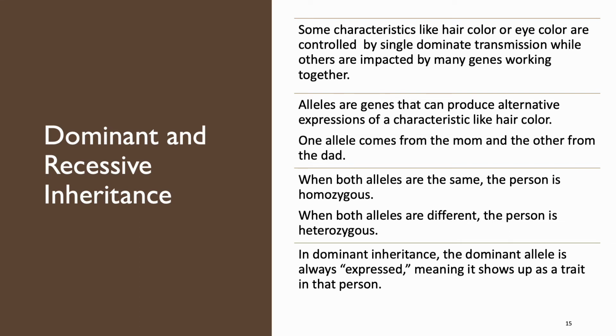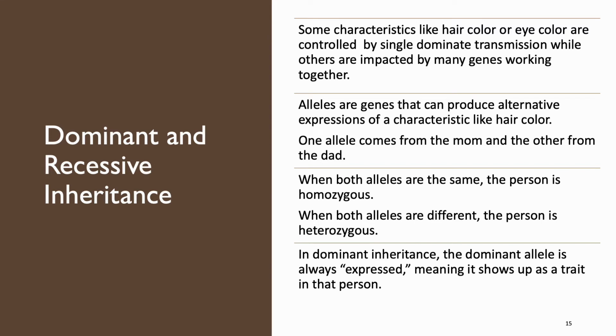We also have dominant and recessive inheritance. Some characteristics like hair color or eye color are controlled by single dominant transmission, while others are impacted by many genes working together. Alleles are genes that can produce alternative expressions of a characteristic like hair color.